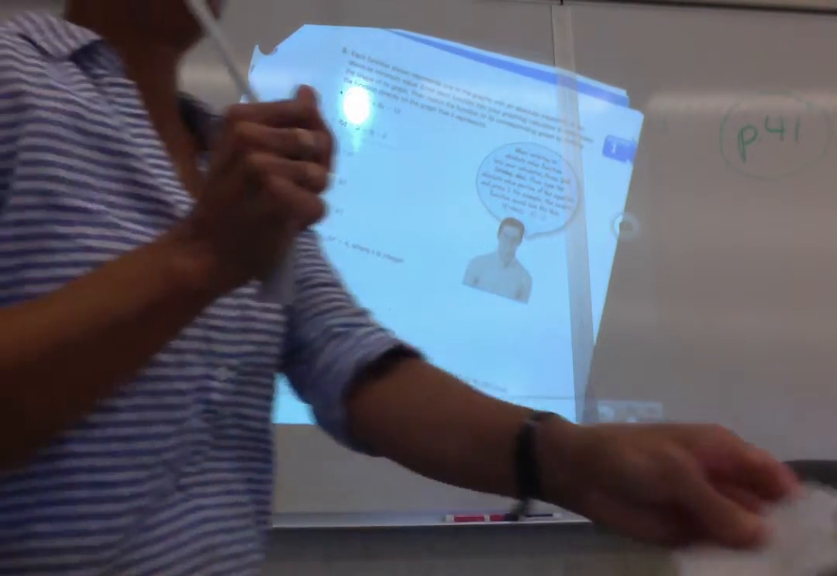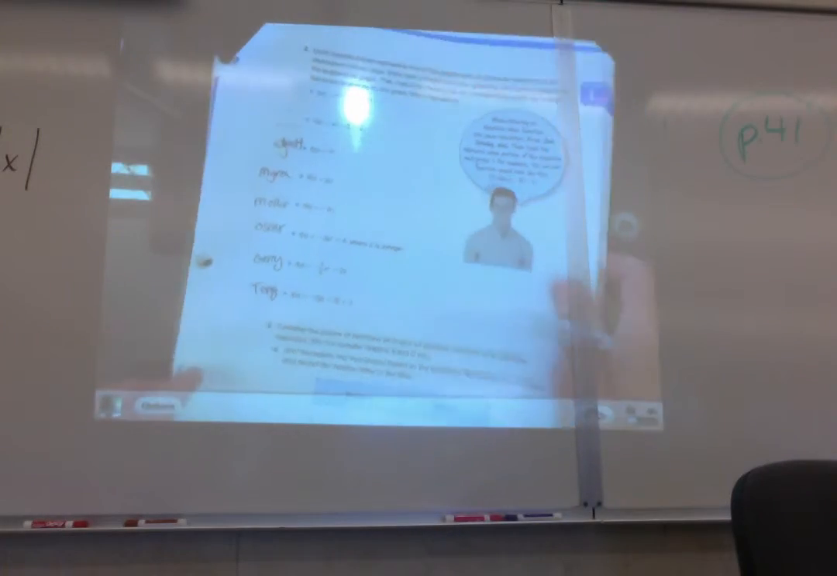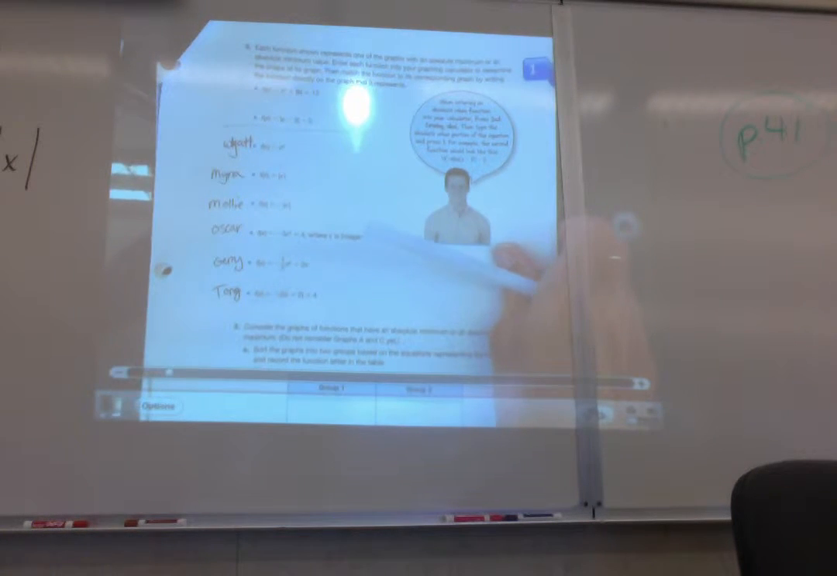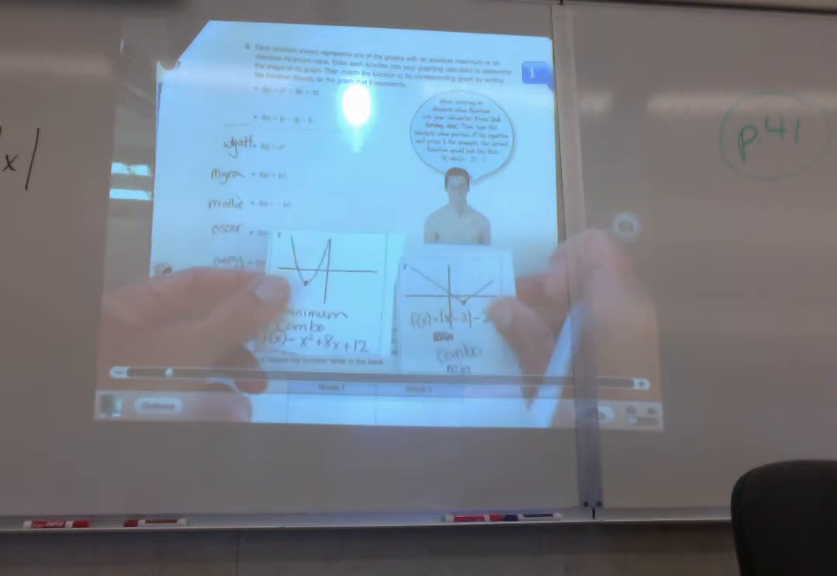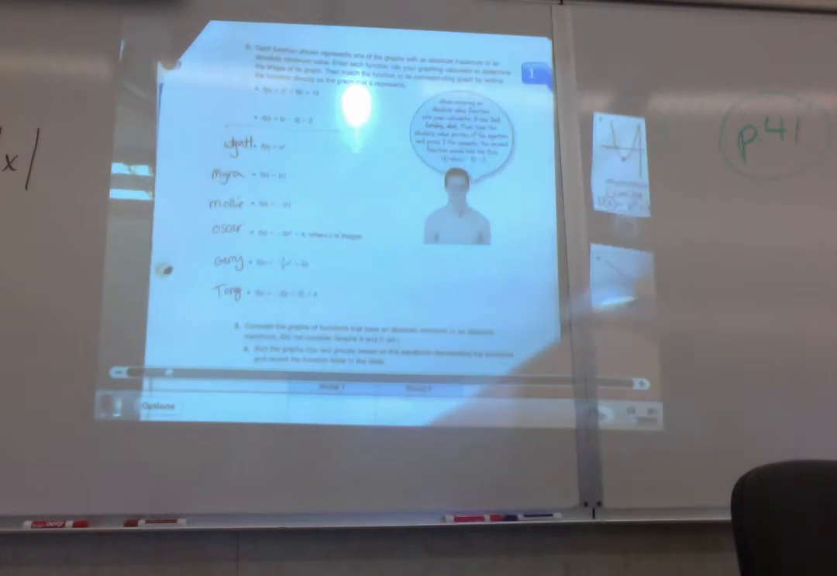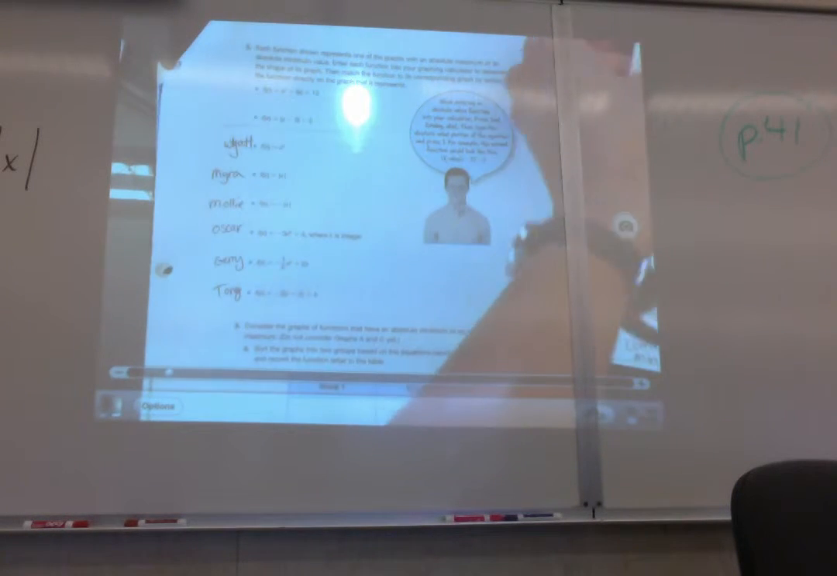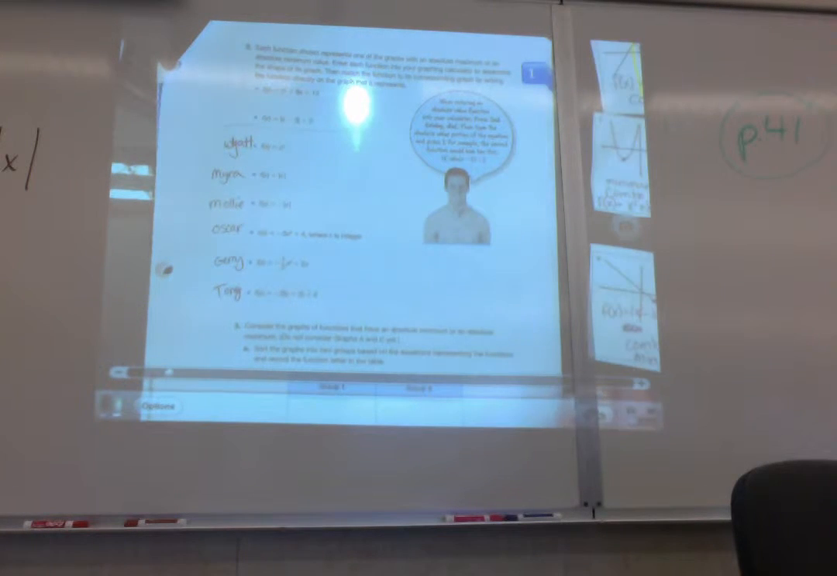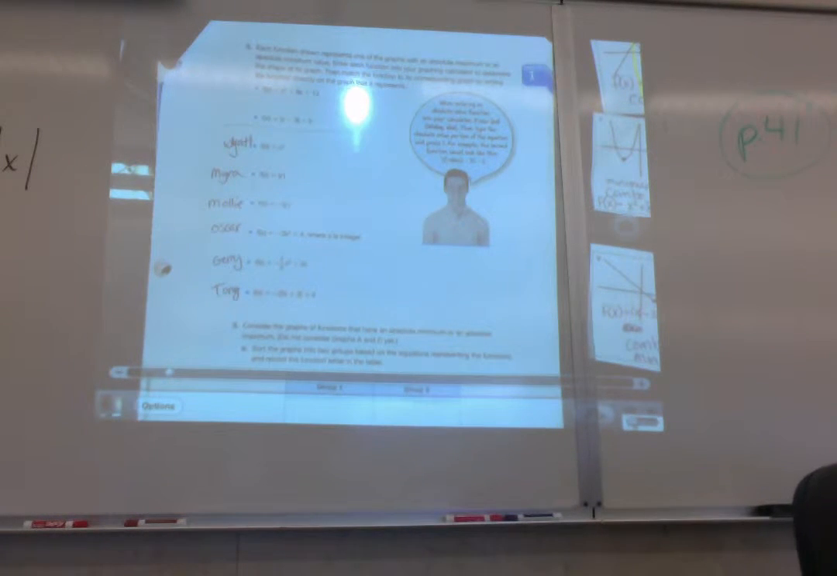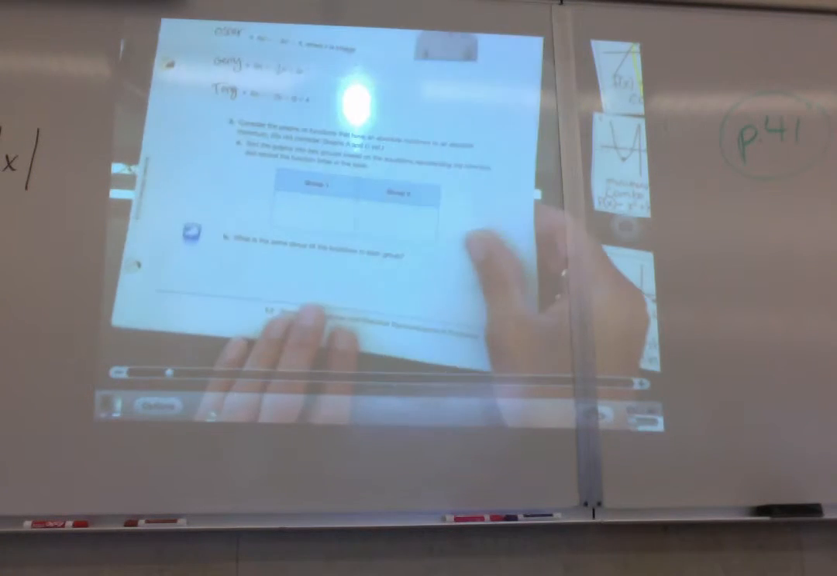All right. So now we have all of these graphs, and two of them we did together, T and V. What do we have? Eight graphs out in front of me. All of these had an absolute max and an absolute min. And now we're going to take a look at number 3 at the bottom of the page.